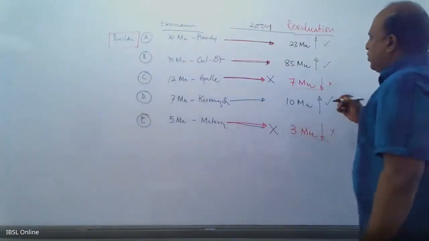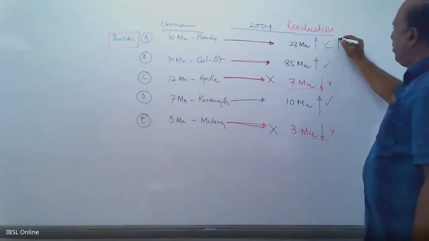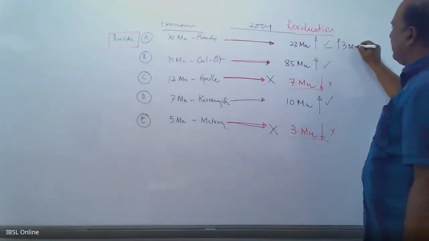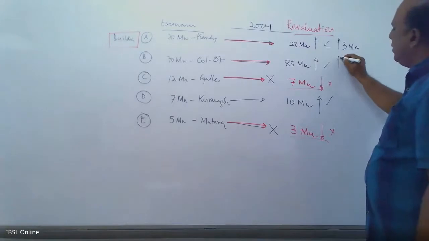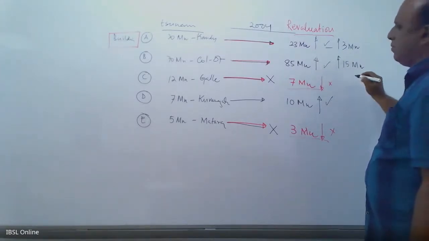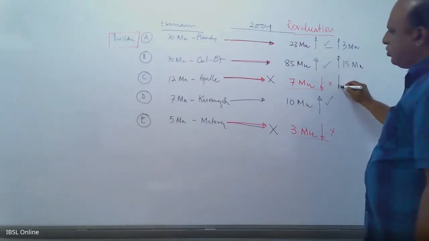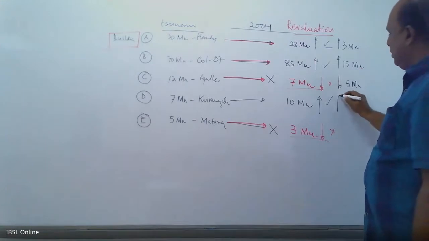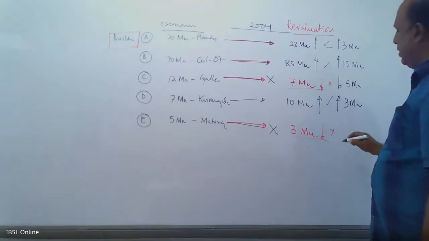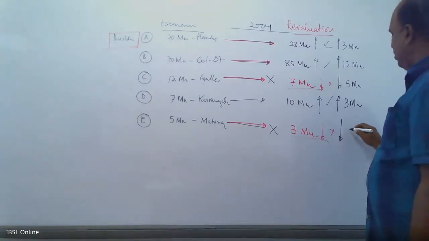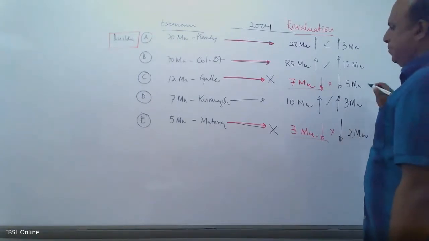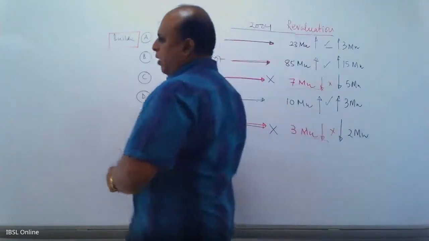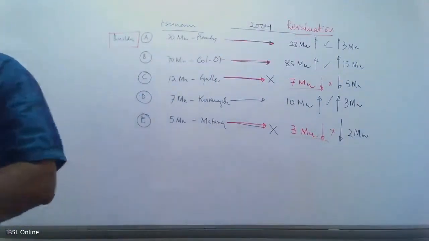Now, in the case of the first building, they have a gain of 3 million. In the second one, they have a gain of 15 million. The third one, they have a loss of 5 million. The fourth one, again a gain of 3 million. And the last one, again a loss of 2. Okay. And you know all these are buildings.